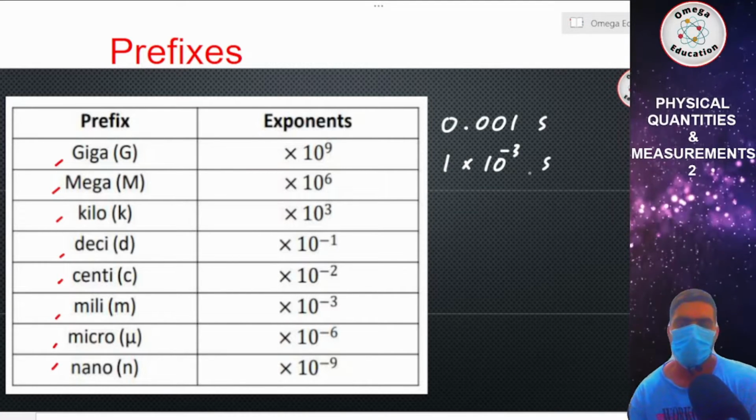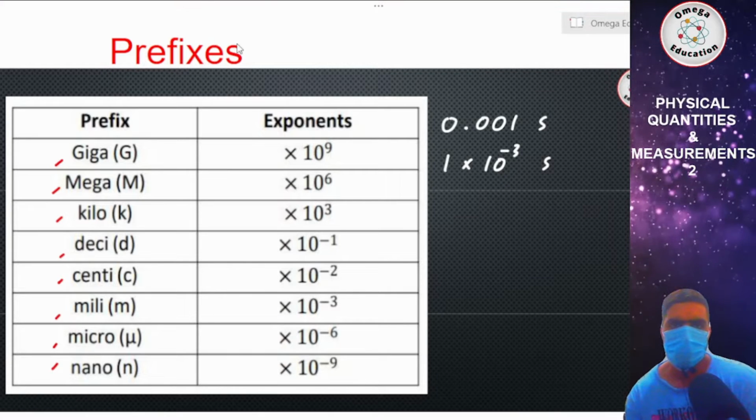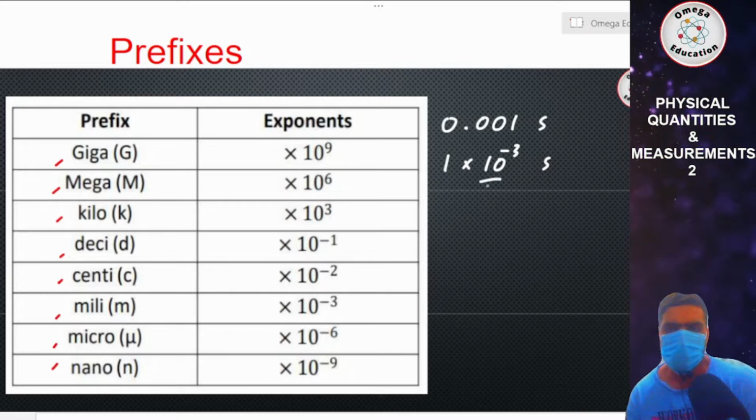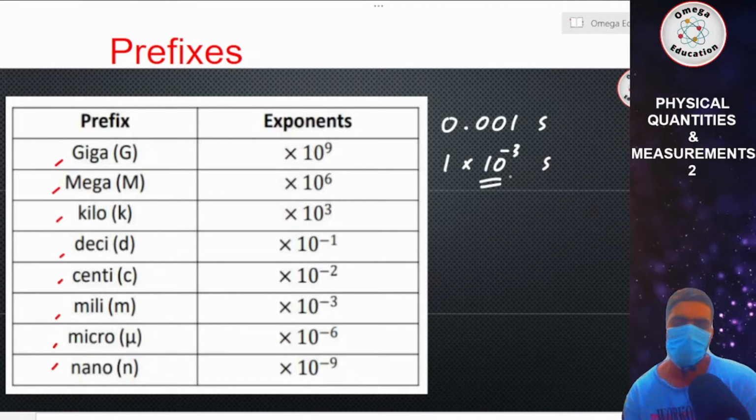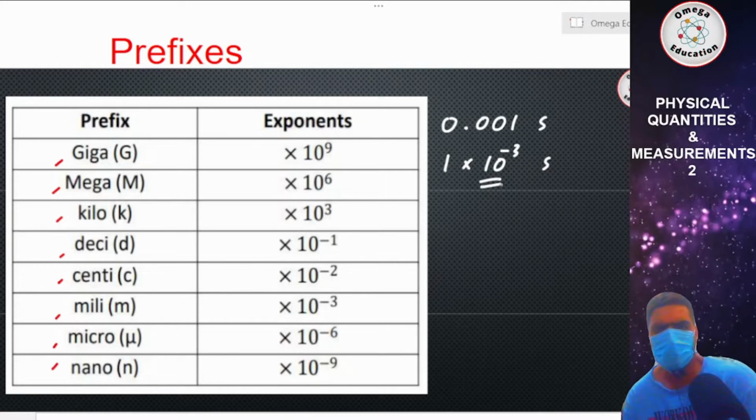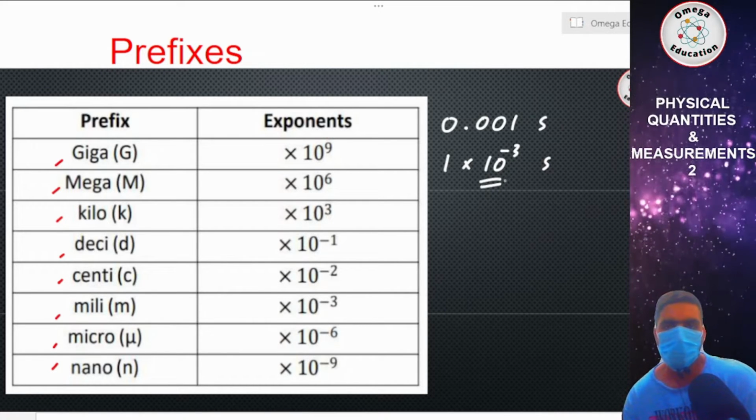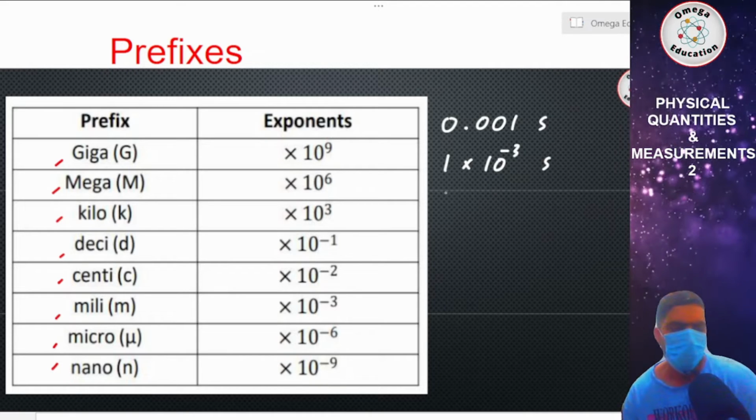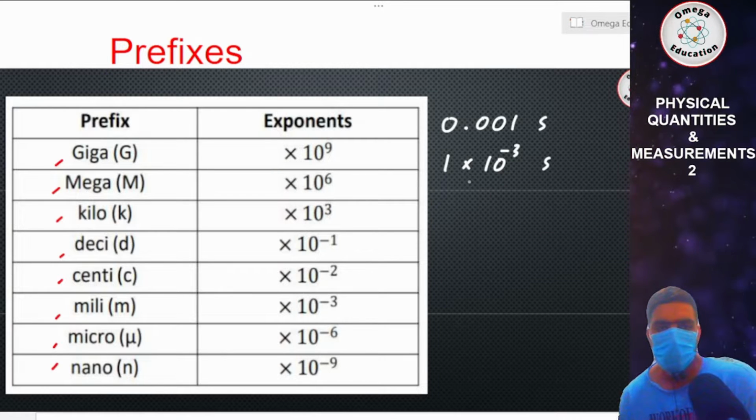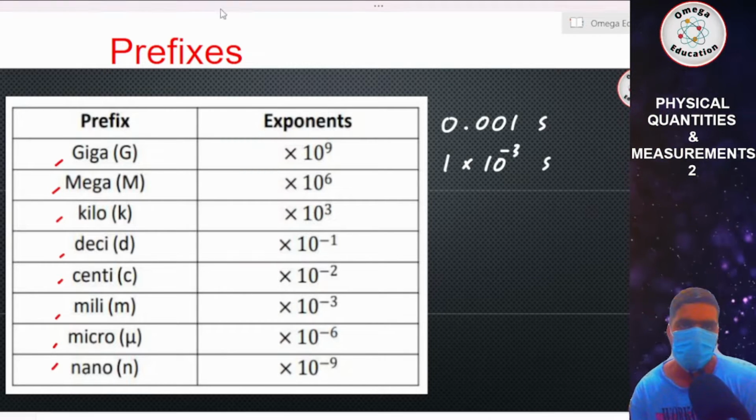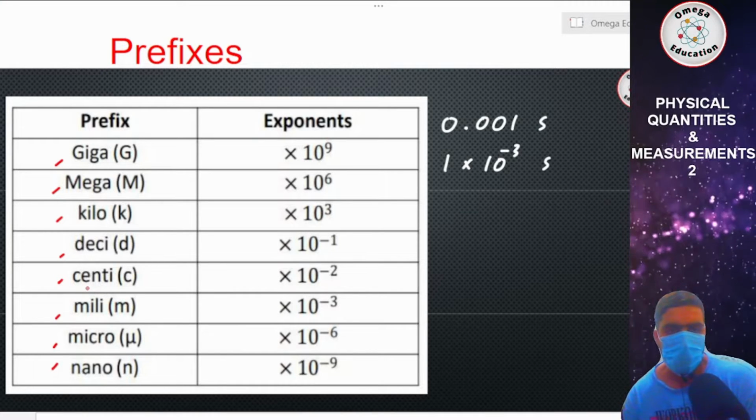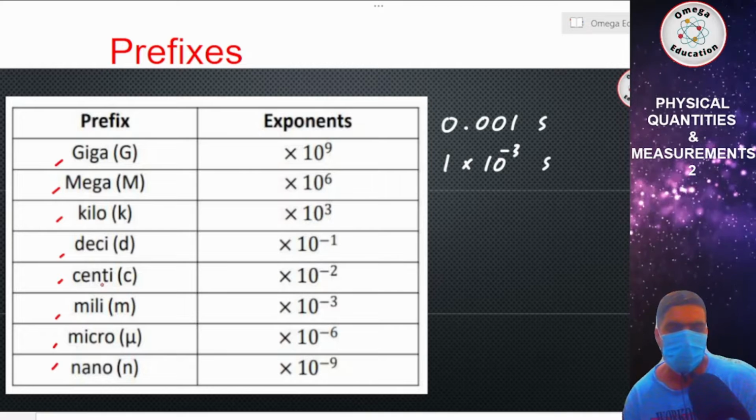Now if you want to narrow it down further, like I don't even want to write this 10 to the power minus 3 thing, I want to get rid of it, I don't want to write the digits so many times. Then what I can do is look for the prefix that corresponds to 10 to the power minus 3. And once I have memorized the table, I would quickly know that 10 to the power minus 3 corresponds to milli.